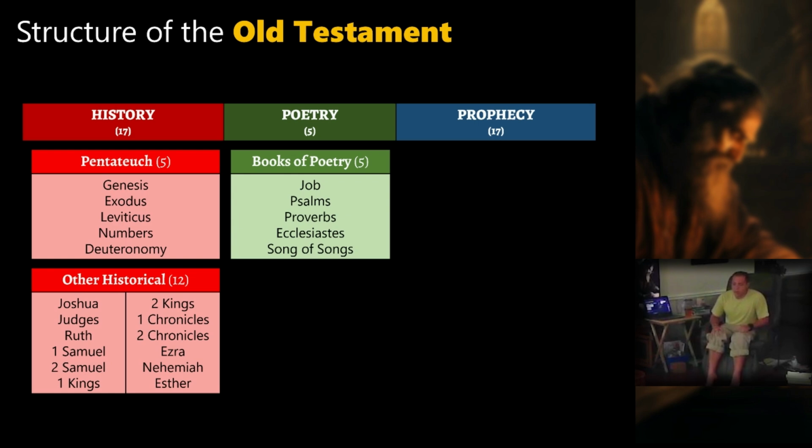Job is dealing with really the question of suffering and how to view suffering in this sinful, broken world, and what God's role is in it, what Satan's role is in it, what man's role is in it. It's just exploring that concept. Psalms is a collection of songs. Proverbs is, once again, wisdom. Ecclesiastes is exploring the meaning of life. Song of Solomon is about romance.